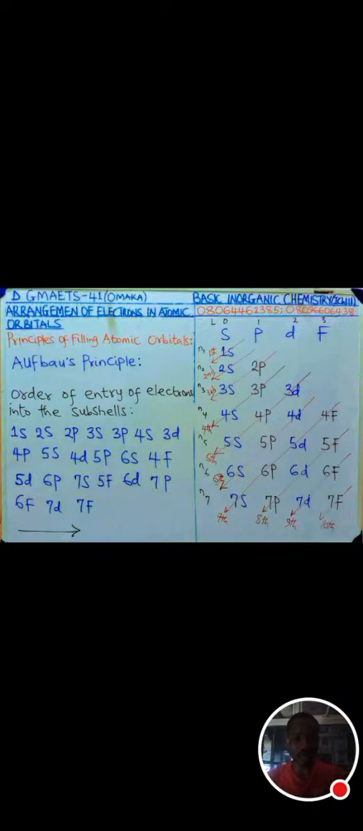That arrow tells us the direction in which electrons enter, from the lowest energy level to the higher energy level. So bringing out all this, you could see the arrangement. You're expected to know this arrangement and memorize it.